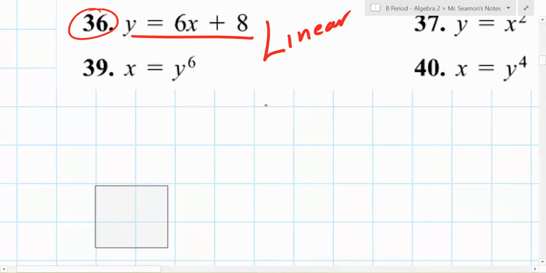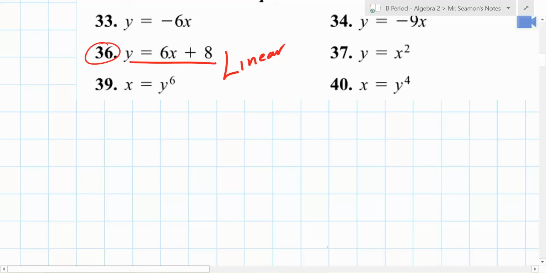So if you were to graph this, it's going to be some line, right? A line, what does a line look like? It looks something like this. What's the slope of that line? 6, right? What's the domain of any line that isn't straight up and down? What's the domain?